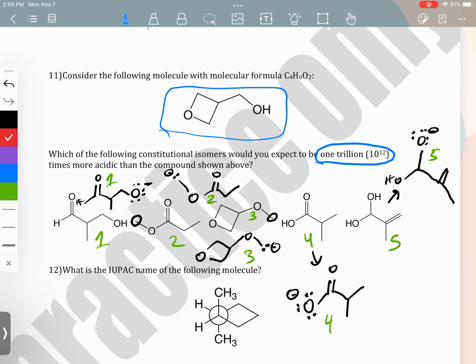I don't know how to do that one. Wait, can you go over what you've done for the problem so far? So far, what I've done is, you're trying to look for the more acidic compound, right?